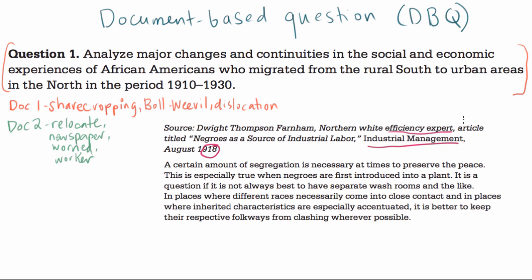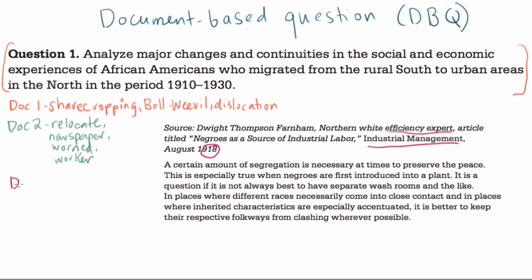Here's what he says. A certain amount of segregation is necessary at times to preserve the peace. This is especially true when Negroes are first introduced into a plant. It is a question if it is not always best to have separate washrooms and the like. In places where different races necessarily come into close contact, and in places where inherited characteristics are especially accentuated, it is better to keep their respective folkways from clashing wherever possible.